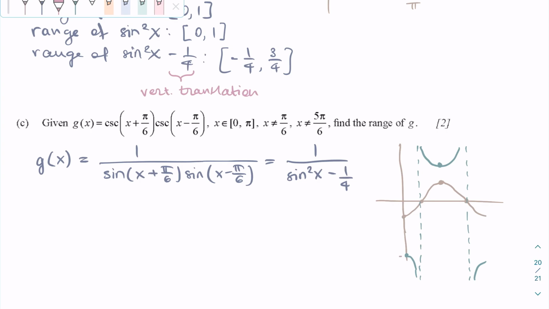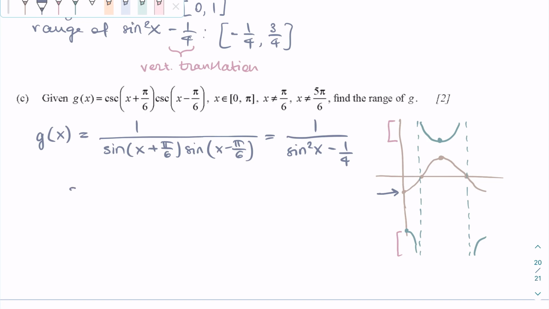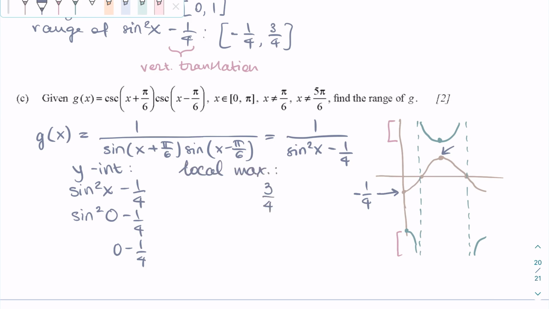So now we have identified that the range consists of two intervals. One is in the negatives and the other is in the positive direction. We can first find the value of the local maximum of function g. For this, we need to find the value of the local minimum, or actually the y-intercept of function f. By substituting 0 for x into the function f, we find that the y-intercept is minus 1/4. And next we can find function f's local maximum. We already found this information in part B, so the local maximum is 3/4. So now we can find the local maximums and minimums of the function g. The y-intercept of function g is 1 over minus 1/4, so that would be minus 4. And the local minimum would be 1 over 3/4, so it's 4 over 3.